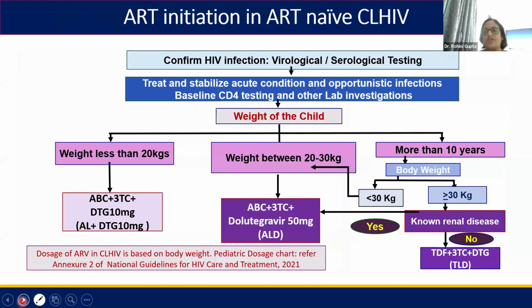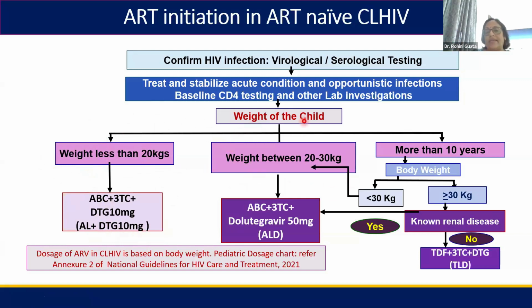So just to revise, what is our new guideline? We have children, first we confirm HIV infection by DBS testing or by serological testing beyond 18 months of age. We treat and stabilize any acute infections, acute conditions and opportunistic infections. And we do all the baseline lab investigations, stabilize the child, and then decide what ART to give based on the weight. Initially, we used to talk about age and weight. It is weight of the child. So any child who is less than 20 kgs would be given AL plus DTG 10 milligrams.